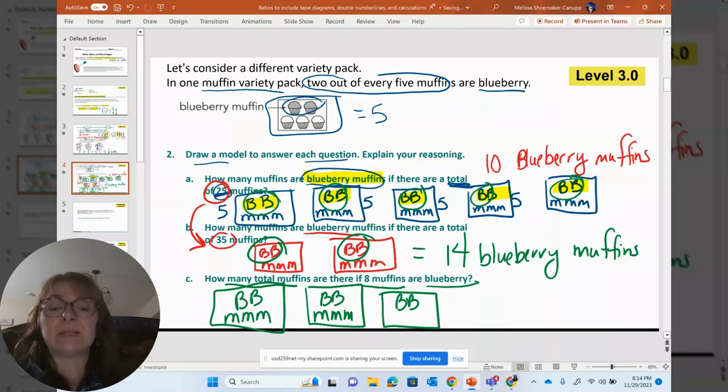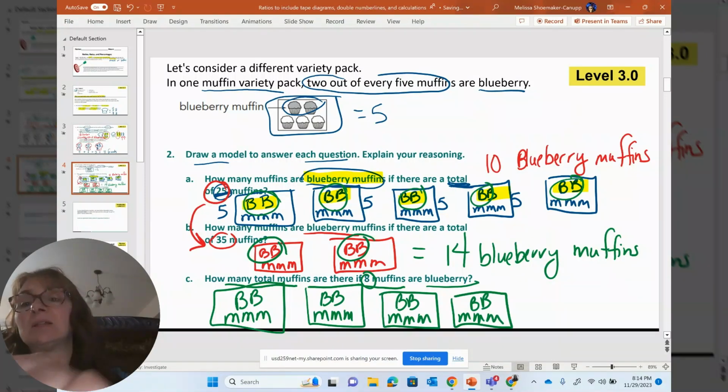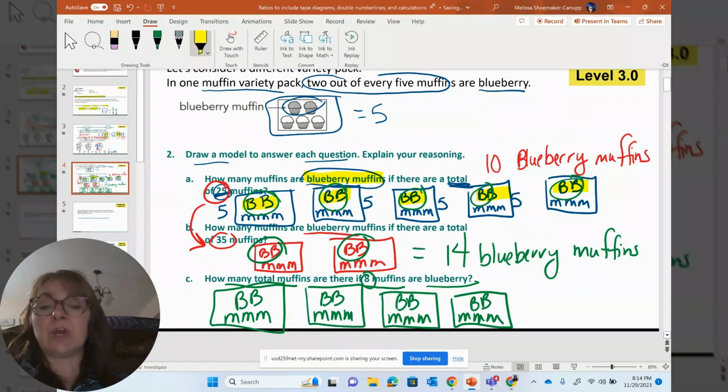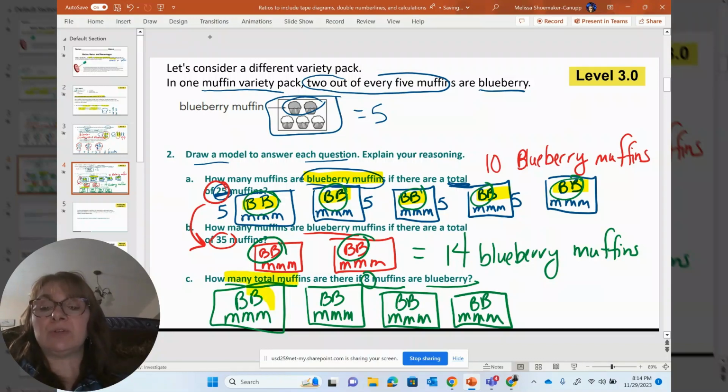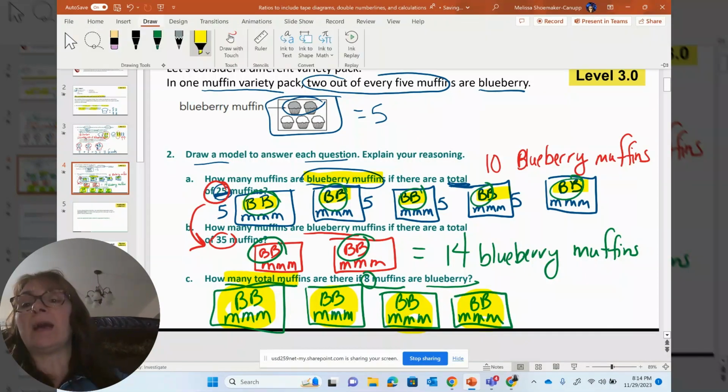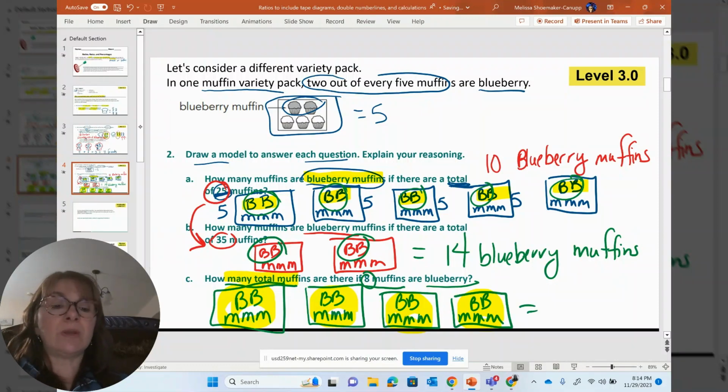What does the problem tell us? Blueberry. I have 2, 4, 6. My math brain is telling me to make one more. 2, 4, 6, 8. Do you see how I have 8 blueberry muffins? Let's go back to the question and see what they want to know. How many total muffins? So here's 5, 10, 15, 20. So in order to have 8 blueberry muffins, I have to have 20 total muffins.